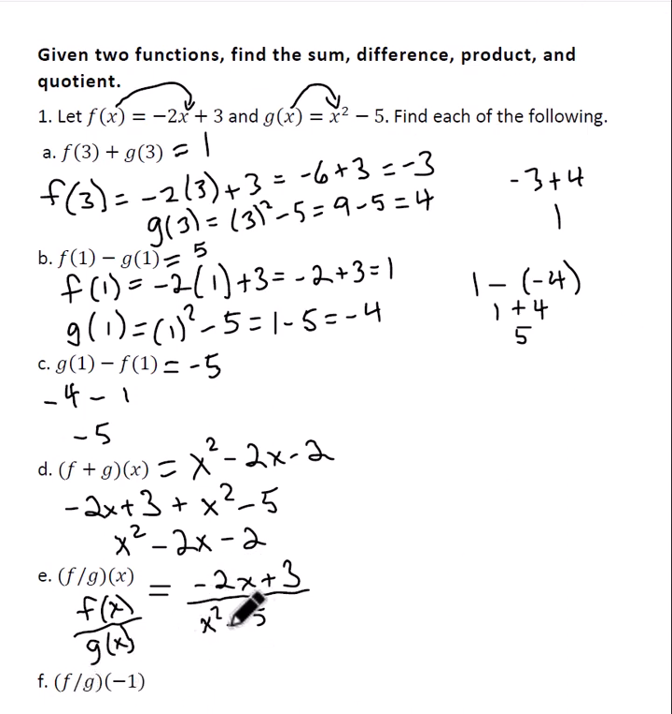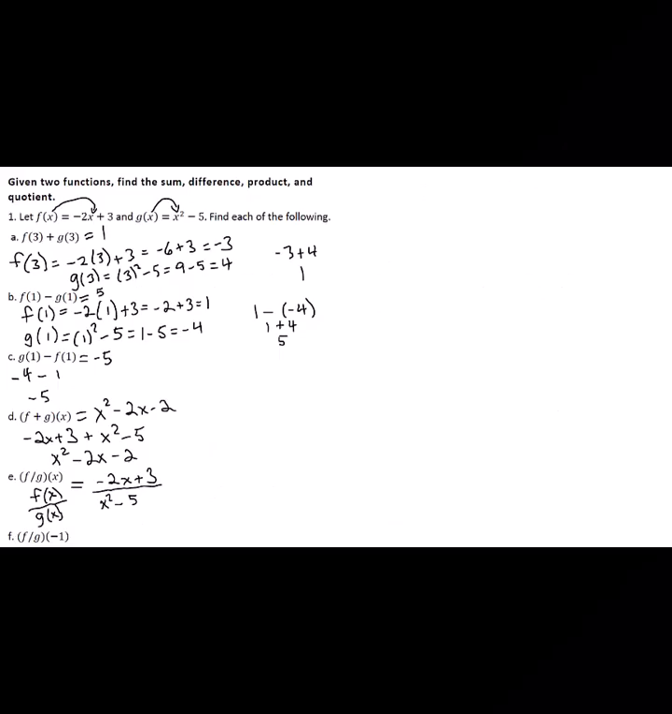And then this next one, we are told to do f of g of x minus 1. We've already done the work up here. So all we're going to do is take what we did in E and plug in the negative 1 to that, and then we'll get our answer here for f.